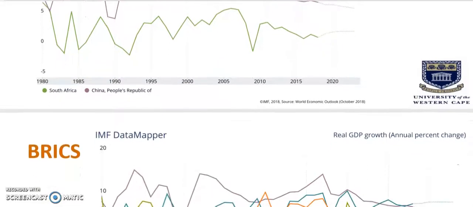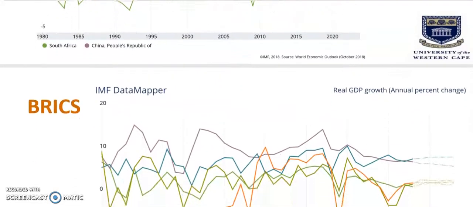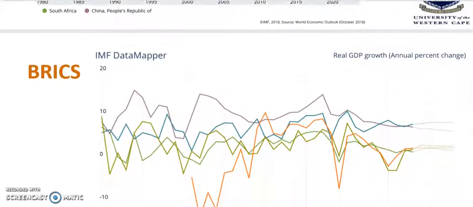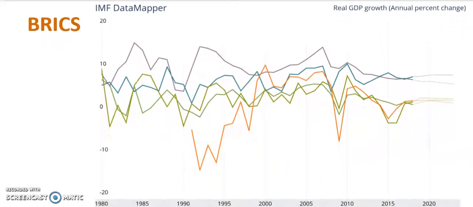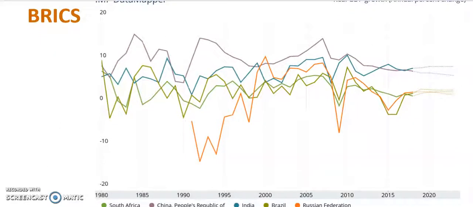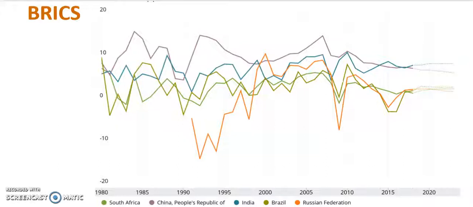As you can see, China's real GDP is way above South Africa's real GDP. And then this graph shows the real GDP growth for the BRICS countries. BRICS is the acronym coined to associate 5 major economies, which are Brazil, Russia, India, China, and South Africa. As you can see on the graph, China's real GDP growth is still in the lead, followed by India's real GDP growth.